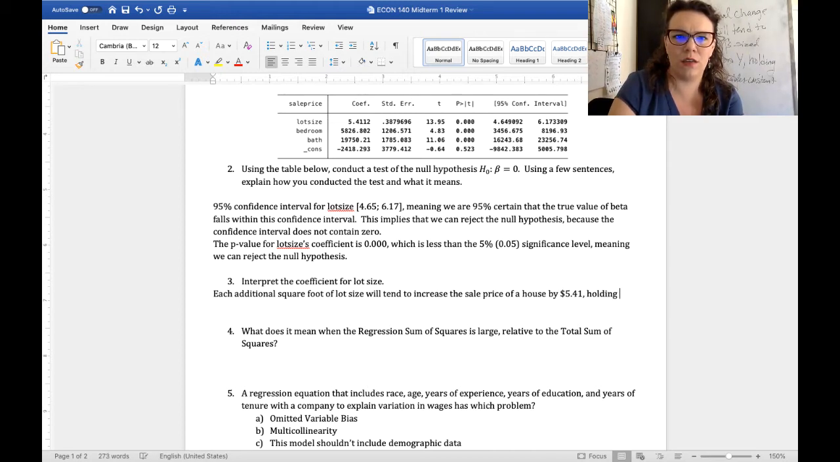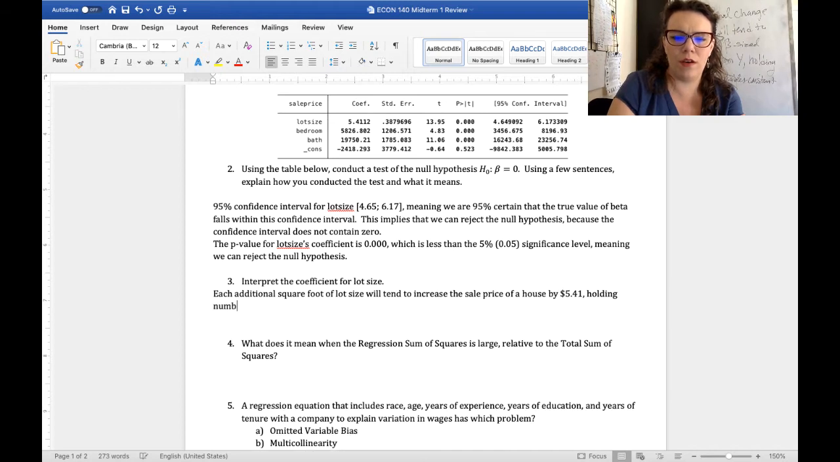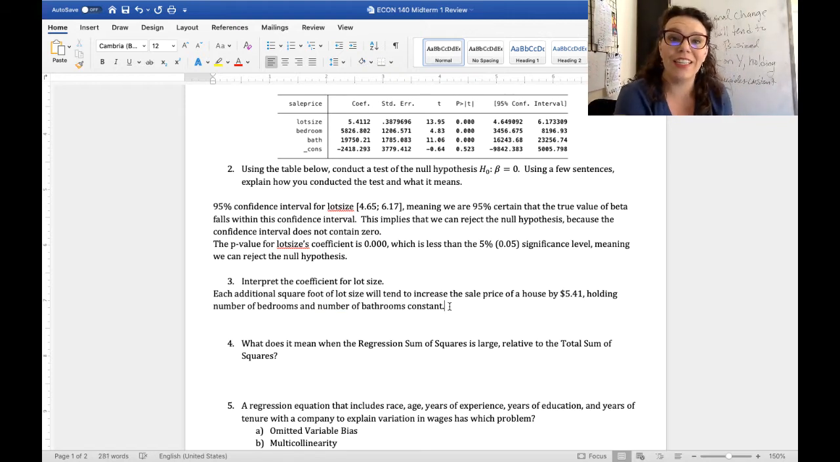holding number of bedrooms and number of bathrooms constant. If I were to interpret the coefficient for bedrooms, I would say each additional bedroom tends to increase house sale price by $5,826.80, holding lot size and number of bathrooms constant.